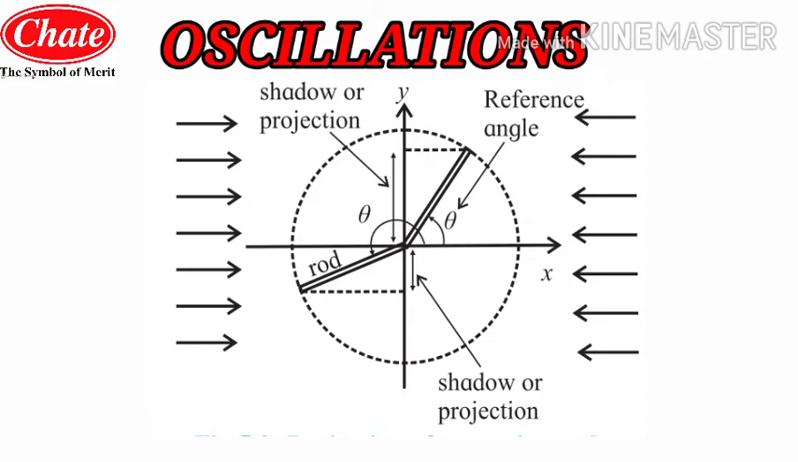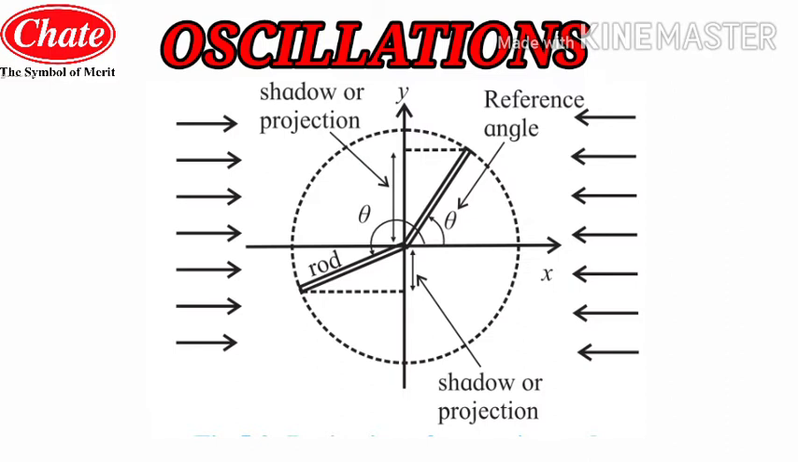Suppose the rod is rotating in the anti-clockwise direction. The illuminated light source is falling over the rod and the projection is on the y-axis. As the rod moves, the projection on the y-axis will oscillate, which means the shadow will oscillate about the origin O along the y-axis.